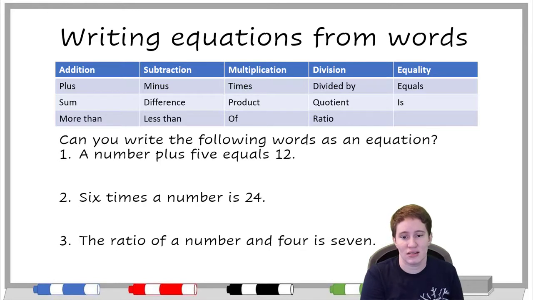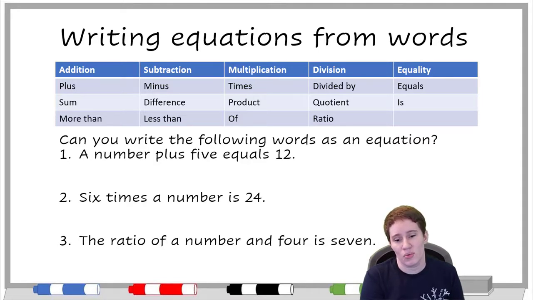Subtraction has minus, difference, and less than. Multiplication has times, as in 7 times something, product, and of. Division, divided by, quotient. Ratio, which I really don't feel like happens a ton. It feels really weird for me whenever I try to put it into something most of the time, so I did do that, as you can see on number 3 here, but I don't think that ratio comes up anywhere near as much as these other words. And then to show equality, we really tend to use equals or is.